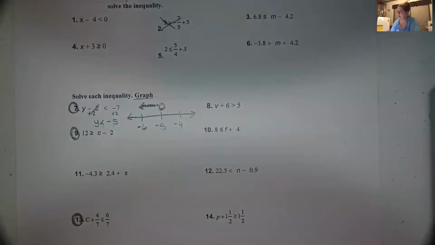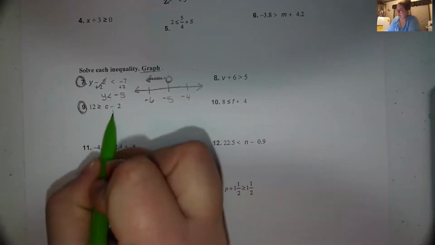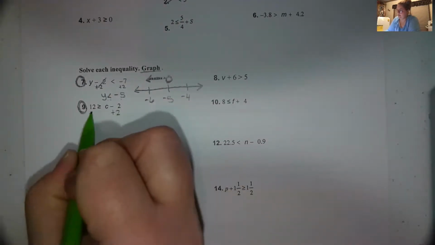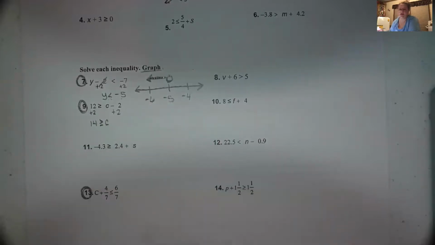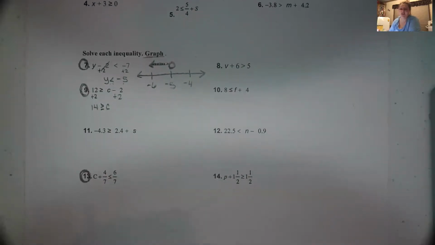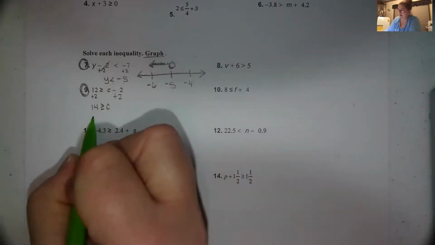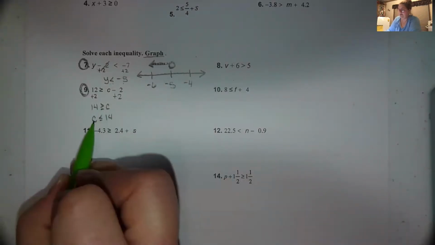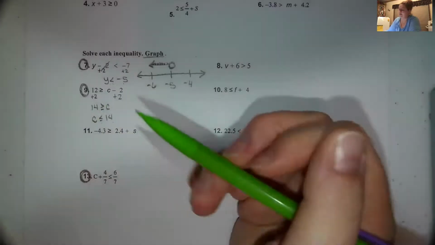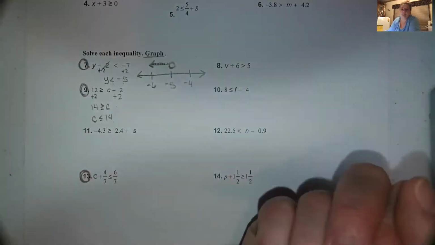Okay, let's try another one. Let's try 9. So I want to get c by itself. Got to get rid of this minus 2, so I'm going to add 2. So I have 14 is greater than or equal to C. Now remember, if you do not like how that's written, you can rewrite this. C in the 14, oh, it's eating the 14, so it's C is less than or equal to 14. These are exactly the same.